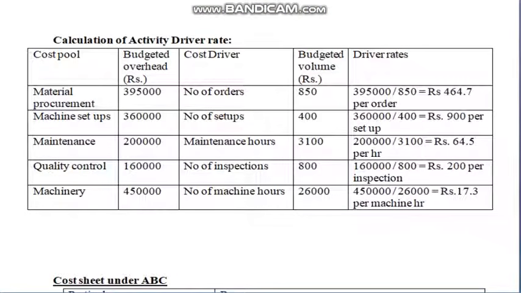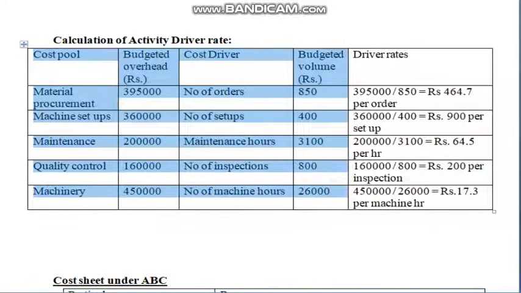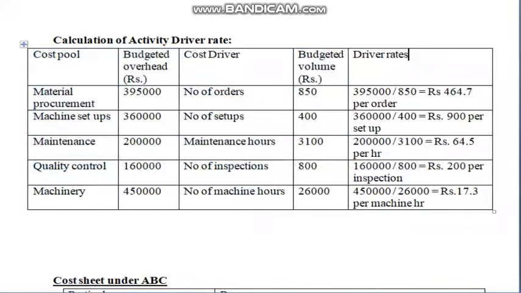So this is the solution for calculation of the activity driver rate. So cost pool and budgeted overhead, cost driver and budgeted volume. This data was given in the problem. Now we have to calculate driver rates. So material procurement cost is 3,95,000. That is based on number of orders. Number of orders is 850. Now cost per order is 464 rupees 70 paisa per order.